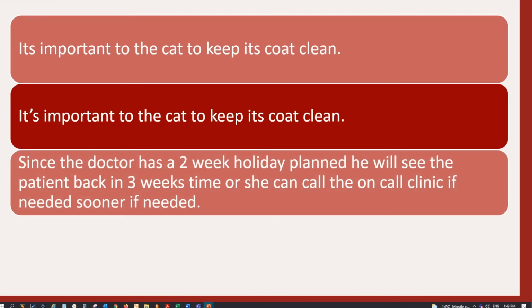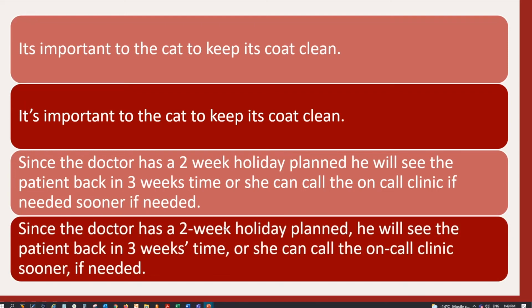Since the doctor has a 2-week holiday planned, he will see the patient back in 3 weeks' time, or she can call the on-call clinic if needed soon, if needed. This sentence doesn't make sense. She can call the on-call clinic if needed sooner, if needed. Oh dear.